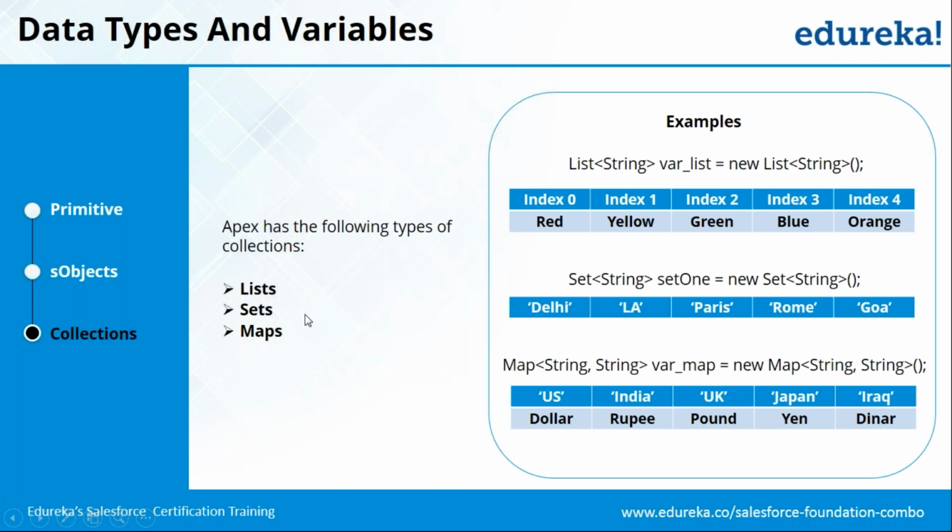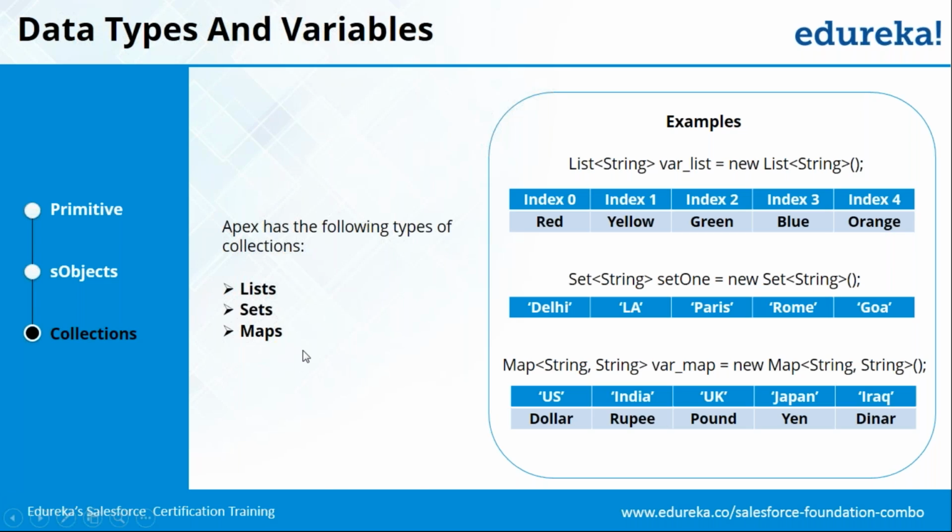So similarly for set, you don't have any index, all right, but what set does is that you can just store data straight away. Supposing you have details like Delhi, LA, Paris, Rome, and Goa. These are names of cities, right? So you can just add them straight away, but they will not be indexed in any way. So that is the difference between sets and list. The records or fields will be stored anyway, but they will not be indexed. That is the difference with respect to list.